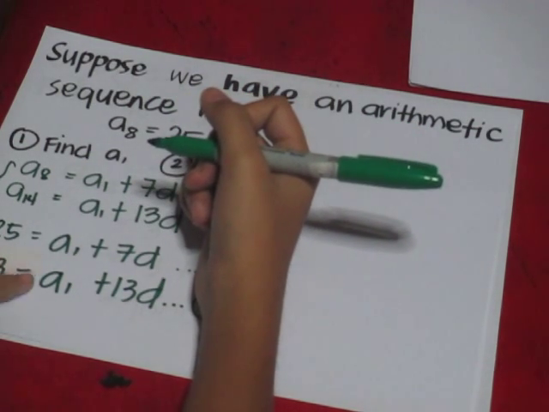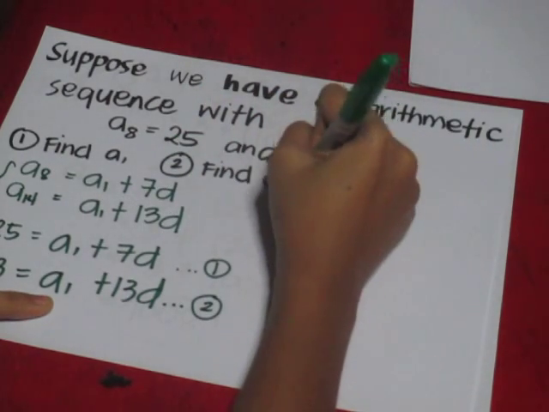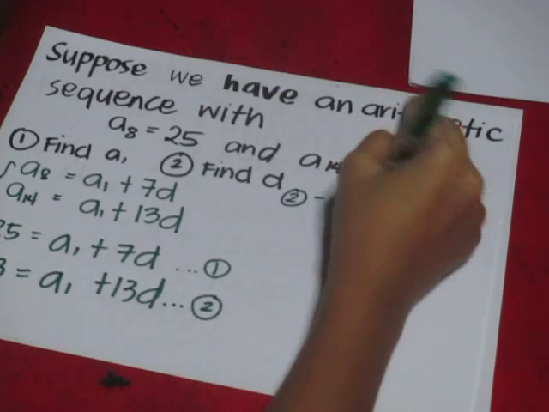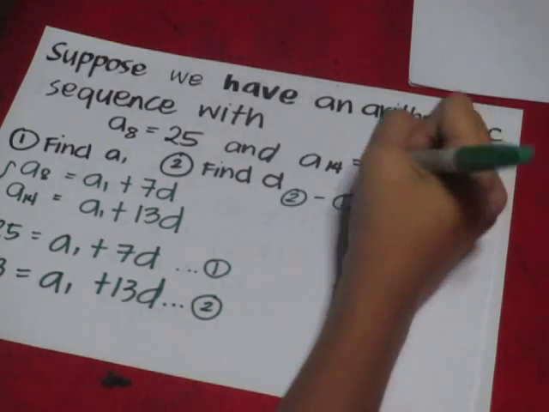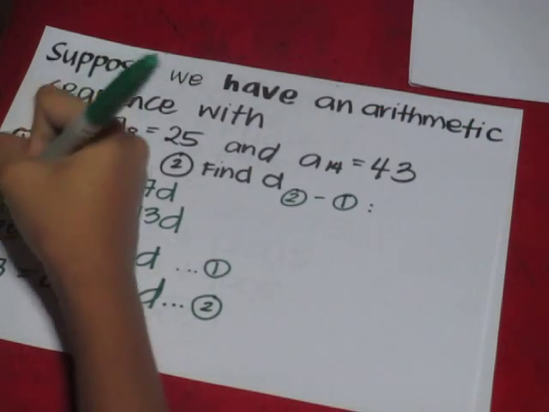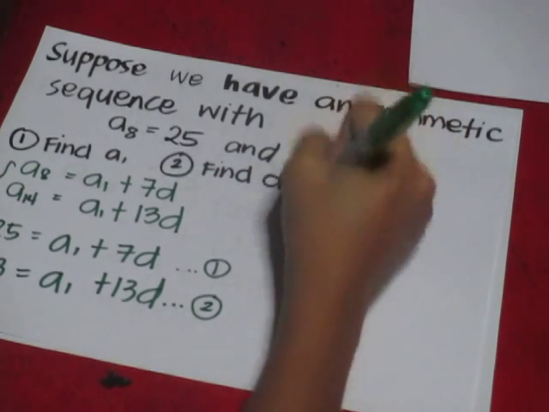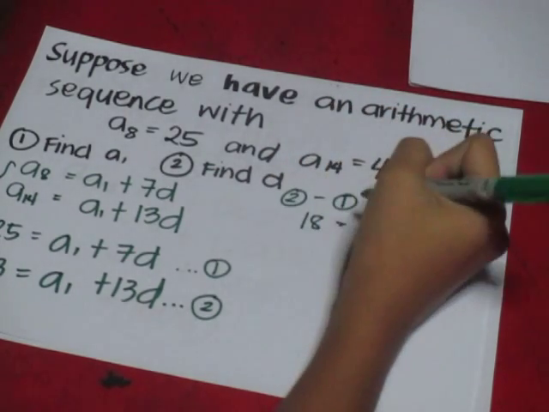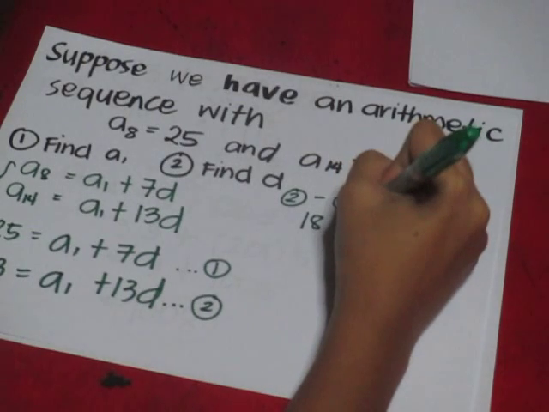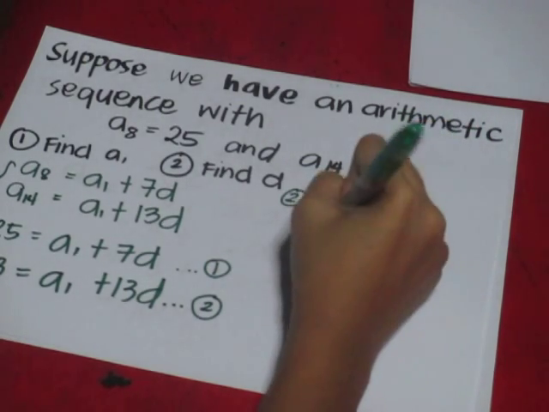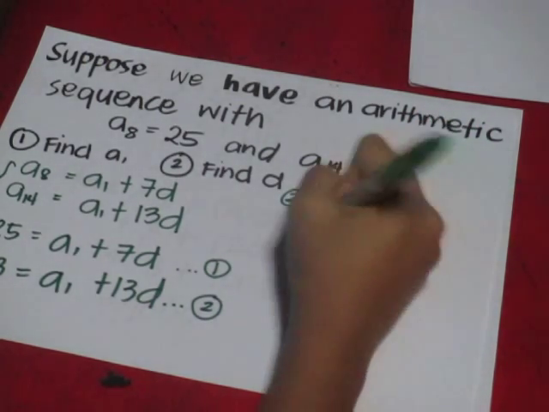So using the systems of equations, you will find a sub 1 and b. First let's eliminate a sub 1. So that's equation 2 minus equation 1, which is equal to 43 minus 25, that's 18, and 13b minus 7b is 6b. So b is 3.